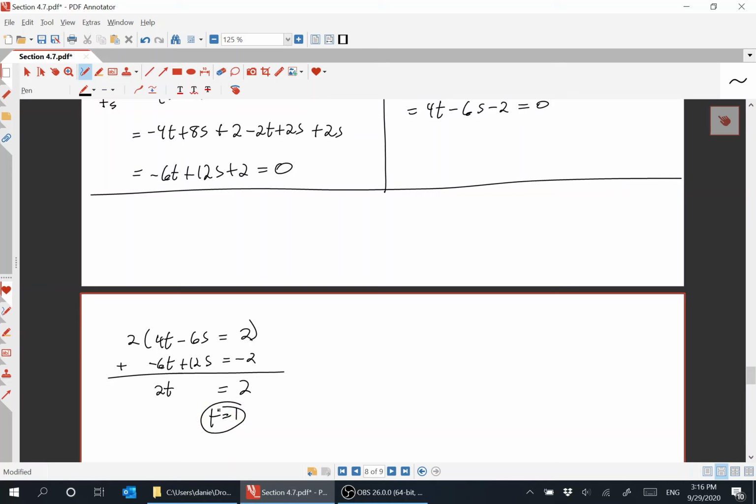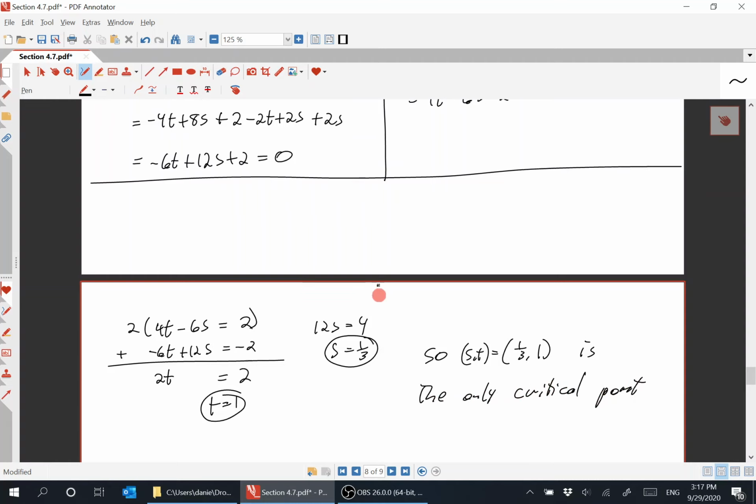And when t is equal to 1, what do we get here? Minus 6 plus 12s is equal to minus 2, so 12s is equal to 4, so s is equal to 1/3. So that's the only critical point. t = 1, s = 1/3 is the only critical point. So this is where the minimum must occur.